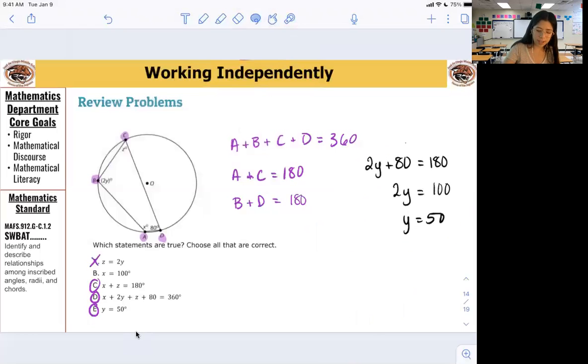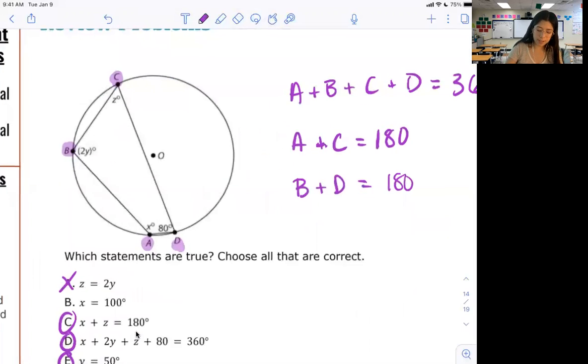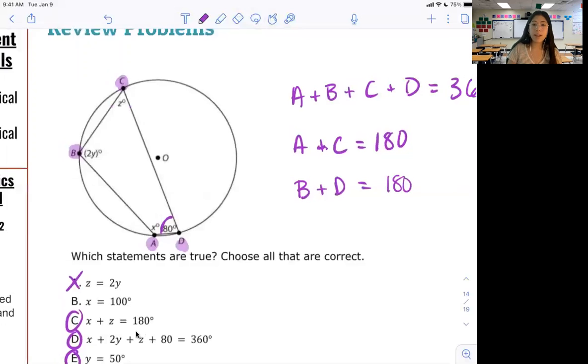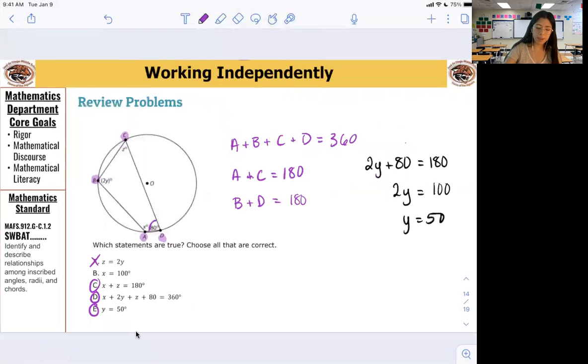Right, because X is more than 90, so it could possibly be 100, but Z is too small to be an 80. Okay, that's a good way to think about it. If we know that D is 80 degrees, Z would have to be also 80 degrees in order for this to make sense. And it doesn't quite look like that. It doesn't look like it's 80 degrees, but we can't trust our eyes 100%, right?